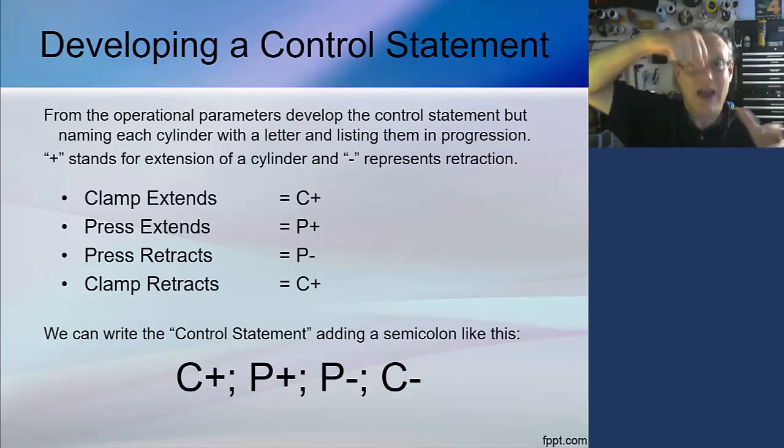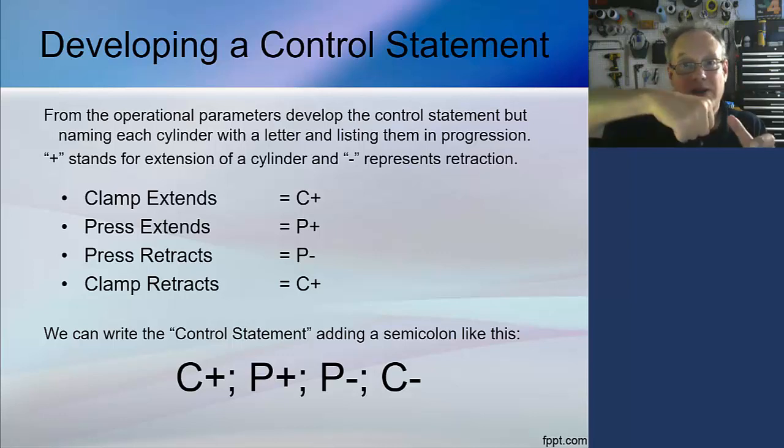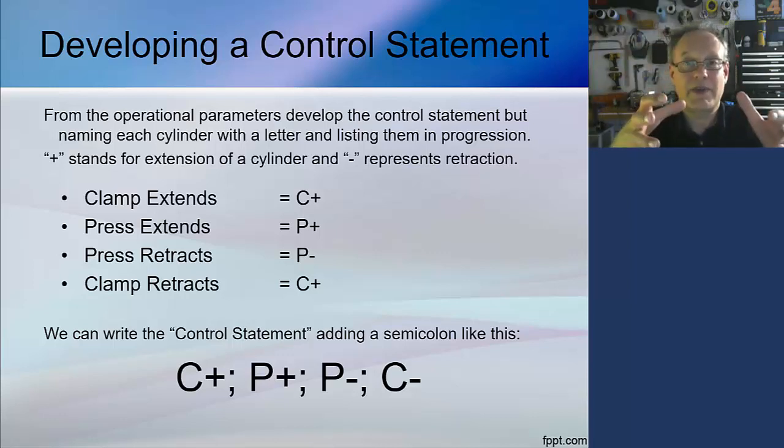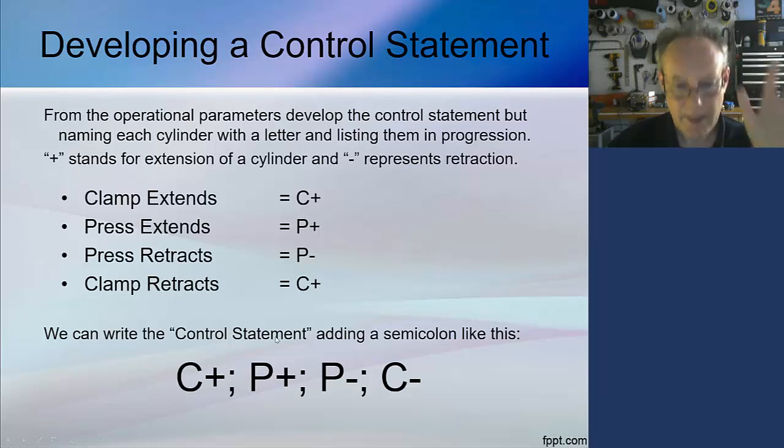Okay, so the press cylinder extends, and then the press cylinder retracts, and then the clamping cylinder retracts. So P minus, C minus. Then we write them all down into a control statement. Pretty simple. So that is my control statement: C plus, P minus, C minus. From there, we can build a sequential statement.